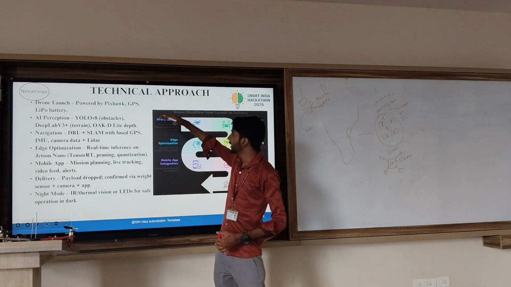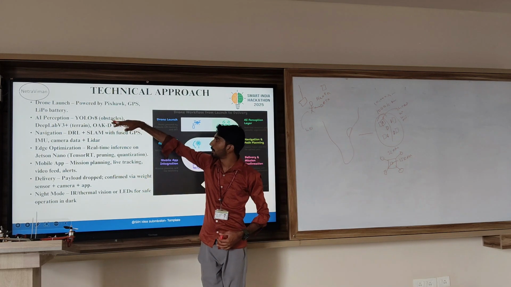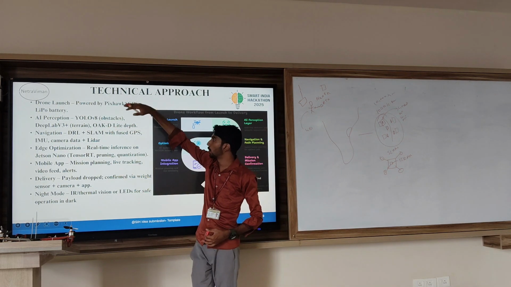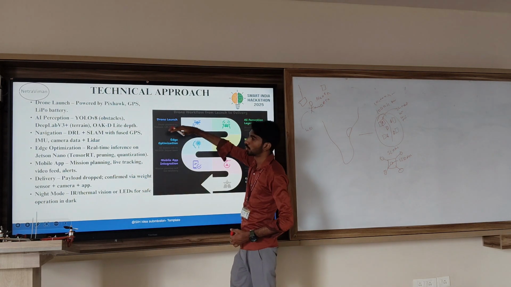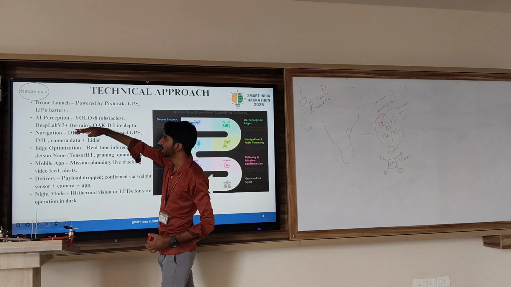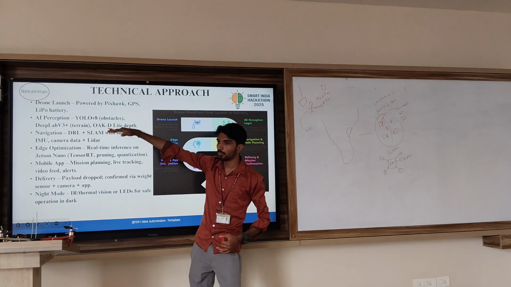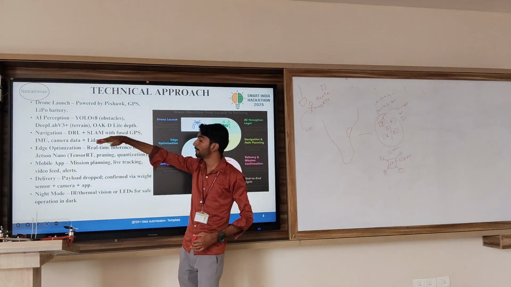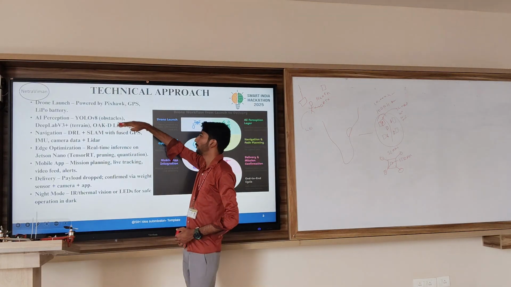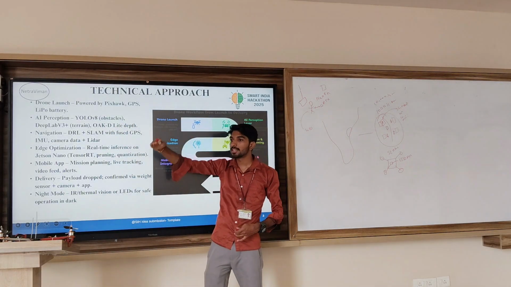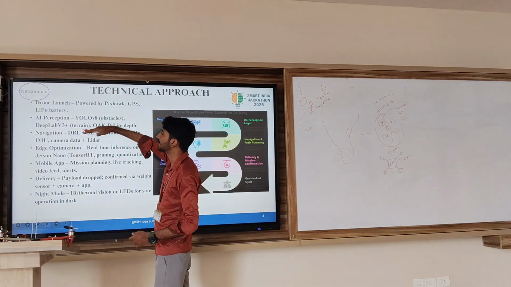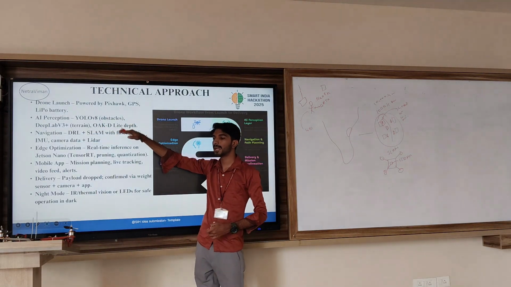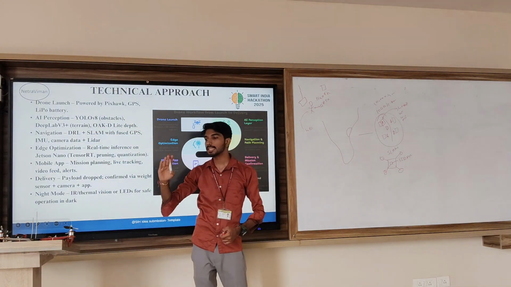So these are the technical approaches. Drone launch powered by Pixhawk and GPS, with a LiPo battery. So the drone will launch from one place. It will run YOLOv8 for obstacle avoidance, DeepLabV3 for terrain mapping, and OpenCV for terrain. So to measure these kinds of parameters, we will be using these three major tech stacks to implement complete AI autonomy in our drone.